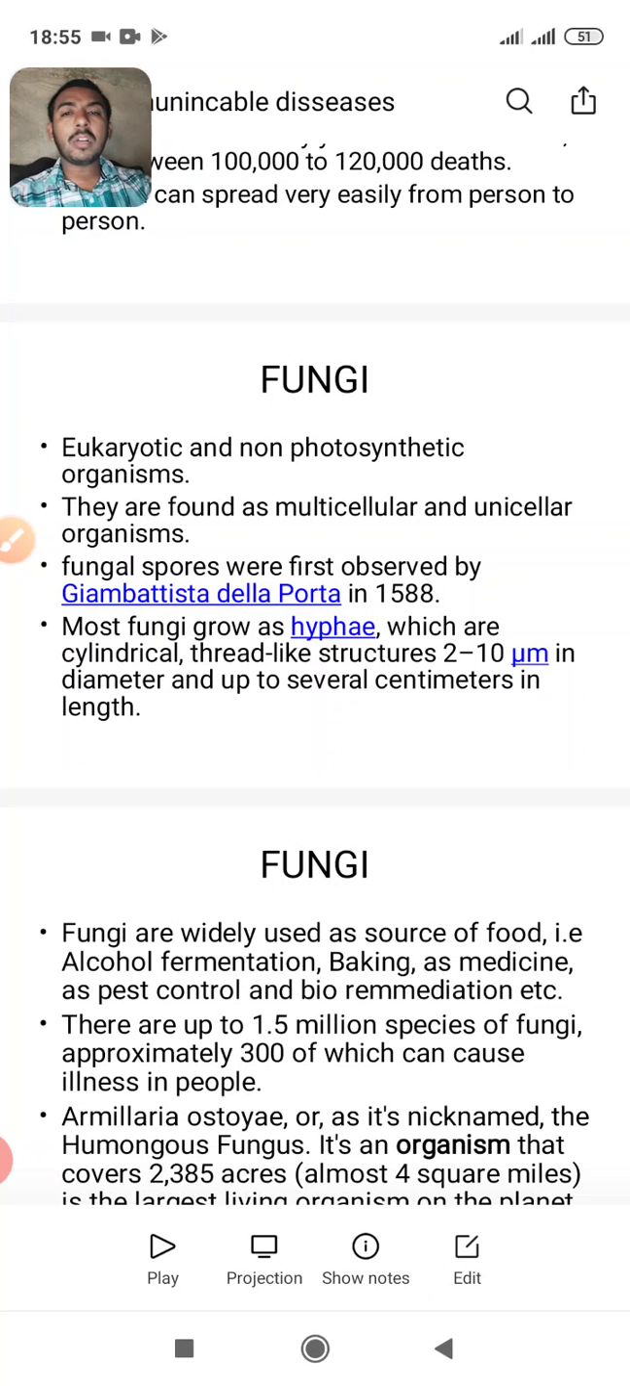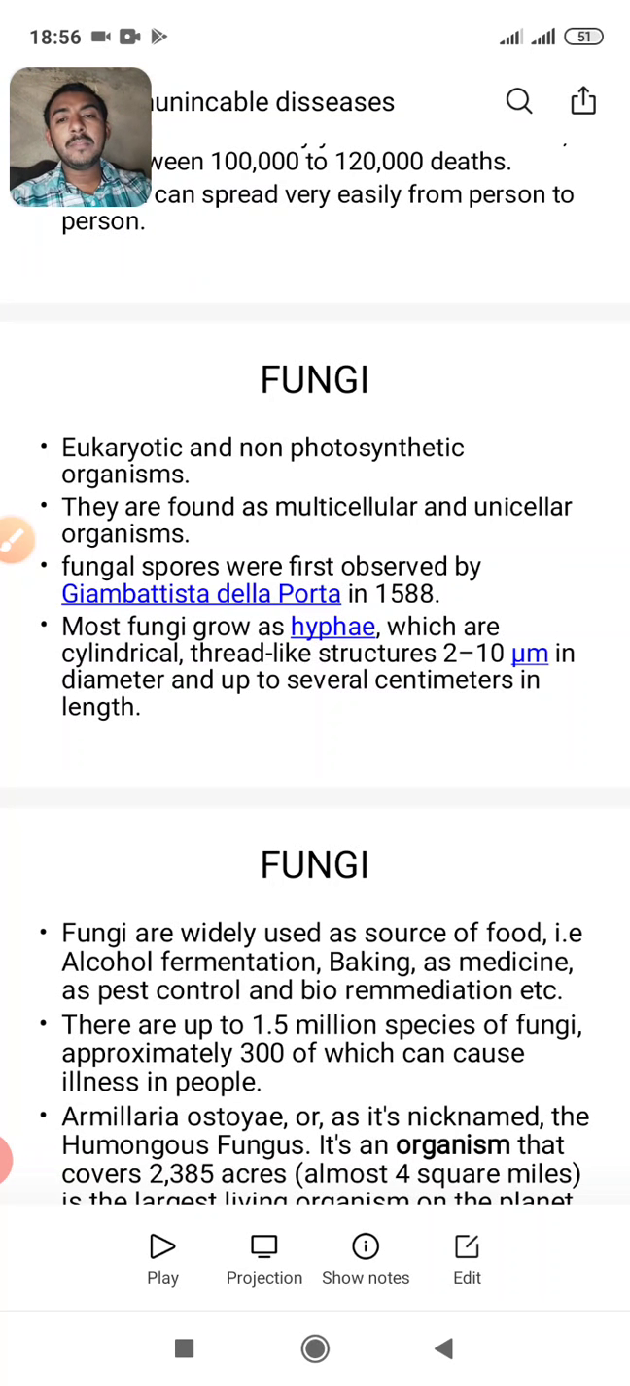One more characteristic of fungi is that they are found both as multicellular and unicellular, and even one of the largest organisms, if you are going to consider the largest organism, is from the fungi group that we are going to discuss a little bit later in this discussion.